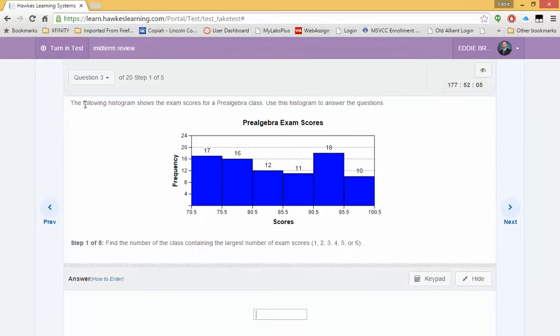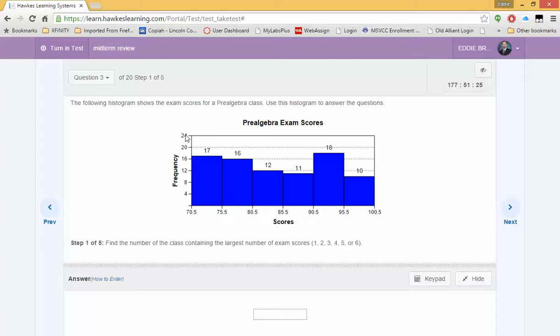Question number 3. We're going to use this histogram. It shows exam scores for a pre-algebra class. Use the histogram to answer the questions. Alright. So this would be the first class, second class, the third class, the fourth class, the fifth class, and the sixth class. We want to find the number of the class containing the largest number of exam scores.